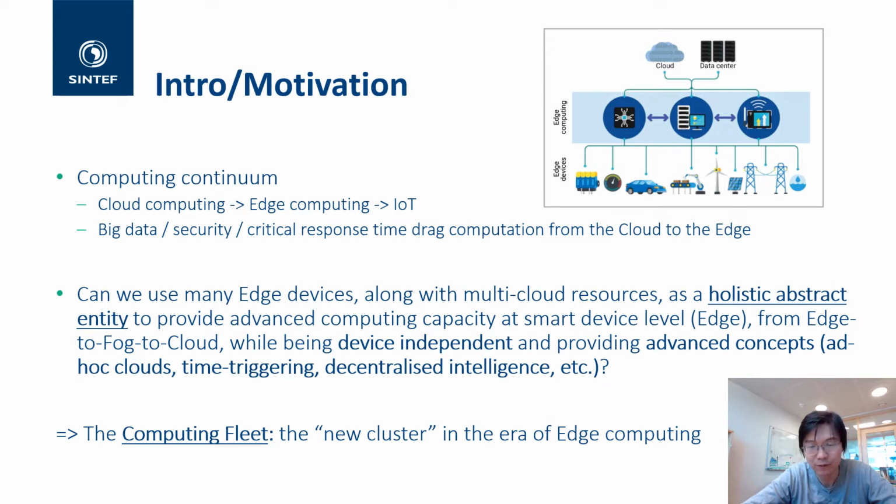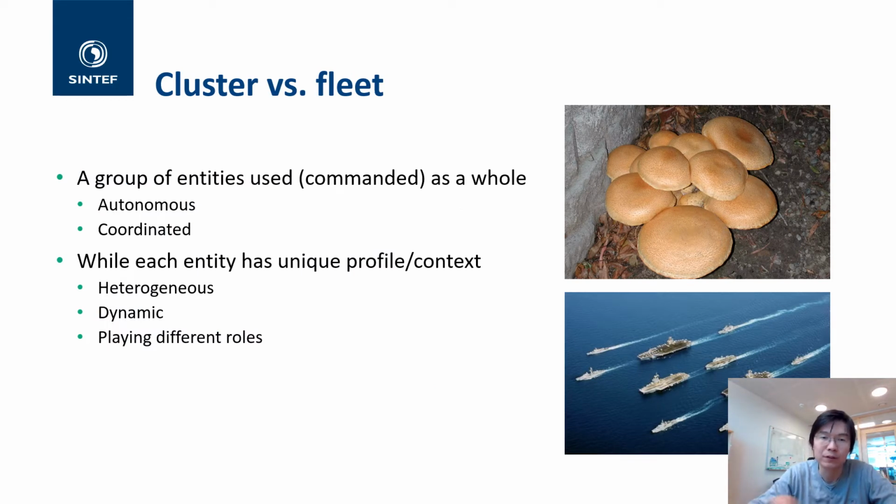In cloud or in a data center, all the nodes are almost the same. They are replaceable to each other and they can be used in the same way. But this is not the case for edge. You have different types of devices and they are distributed in different locations and they're dynamic. So we need a new concept. That's the thing we call the fleet. So fleet is the new cluster in the continuum.